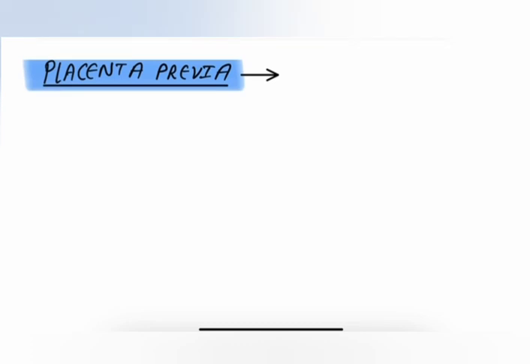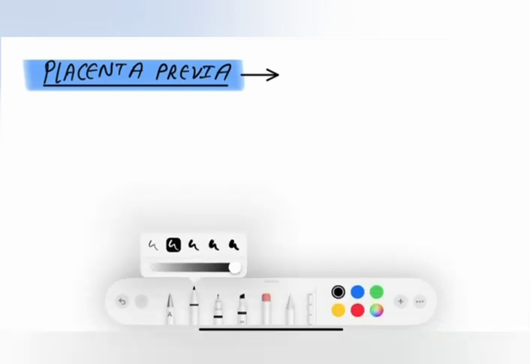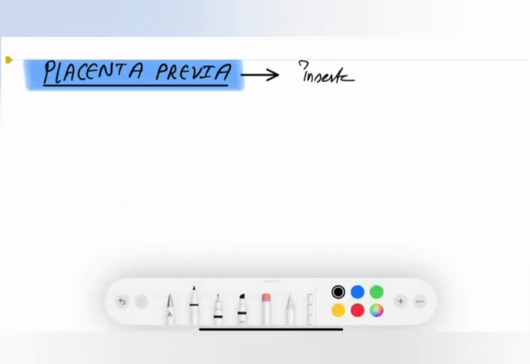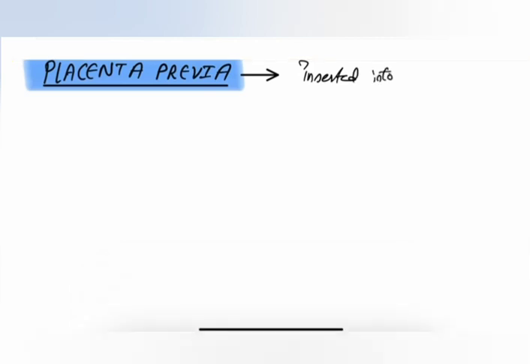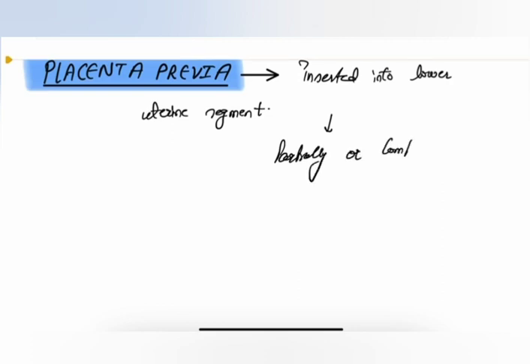So, what is placenta previa? It is a condition when the placenta is inserted into the lower uterine segment, so that it partially or completely covers the os. We will try to understand it with the help of a diagram.